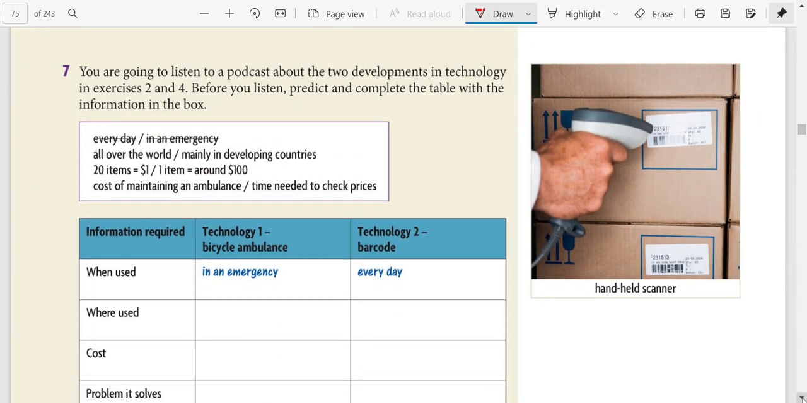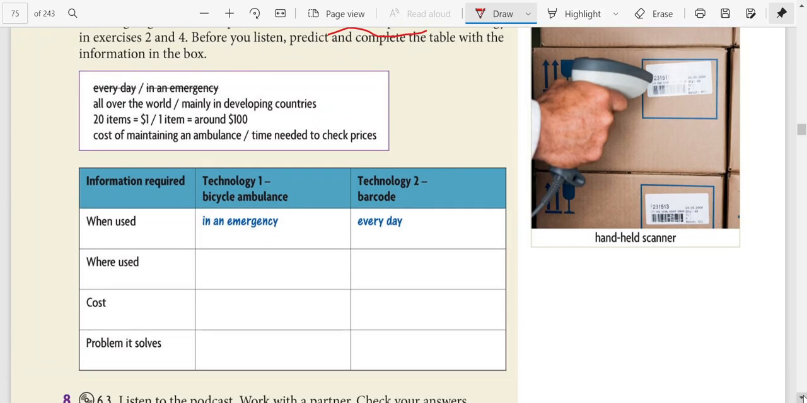In here, in exercise number 7, you're going to listen to a podcast about two developments in technology. Only two developments, okay? In exercises 2 and 4, before you listen, predict and complete the table with the information in the box. Before listening to the audio, we have a table and some information about this table. Let's read it.